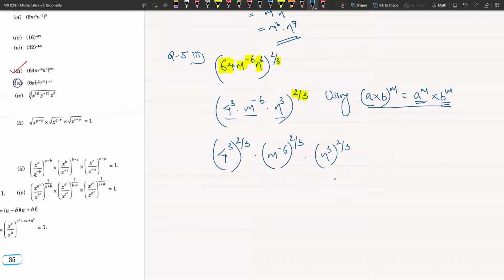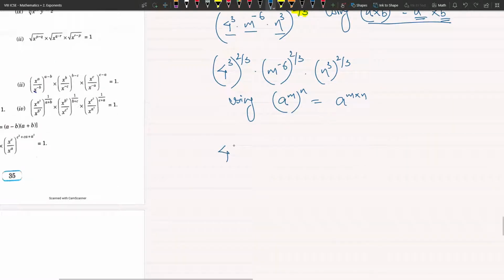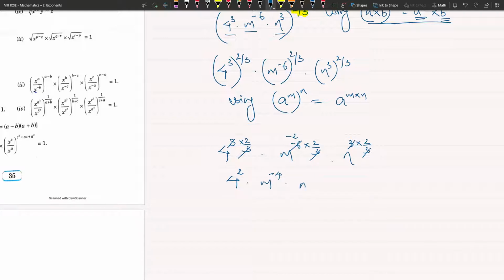Now, using a raised to m the whole raised to n is equal to a raised to m times n, means if there are two powers, they can get multiplied. So I will write it as 4 raised to 3 times 2 by 3, m raised to minus 6 times 2 by 3, and n raised to 3 times 2 by 3. 3 gets cut, 3 in 2. 3 in minus 6 gets cut and I get minus 2, and 3 in n 3 gets cut. So, I get 4 raised to 2 times m raised to minus 4 times n raised to 2.